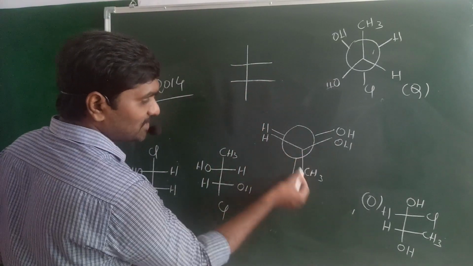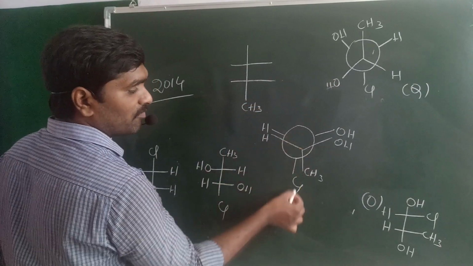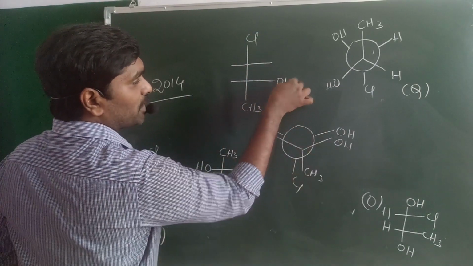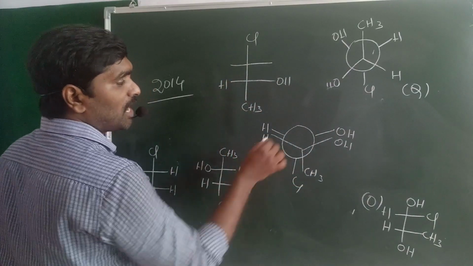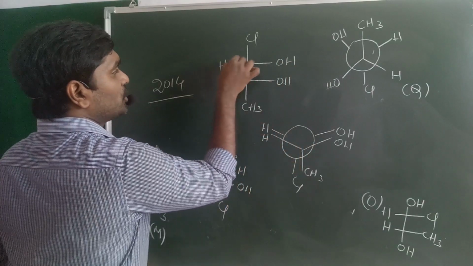So on the front side carbon you have the CH3, back side carbon on vertical line you have the Cl, front side carbon right side OH is present, left side hydrogen, and back side carbon OH is present right side, left side hydrogen is present.